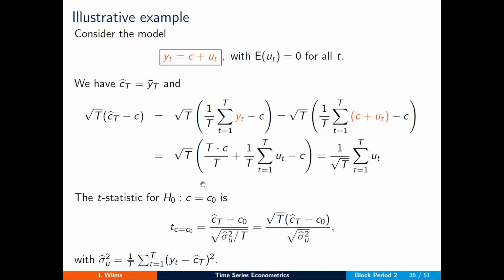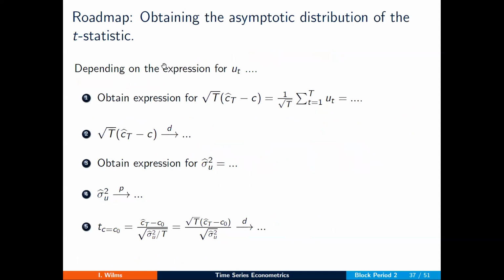Now, our goal is to obtain the asymptotic distribution of our test statistic such that we can do inference. And to obtain that, I've summarized here the roadmap of steps to follow. As you can see, the details of the roadmap are not filled out, since the expressions will, in the end, depend on what the error process u_t precisely is. But I can already summarize the key steps on this slide. In essence, we need to derive the limiting distribution of the numerator of our test statistic and the probability limit of the denominator.